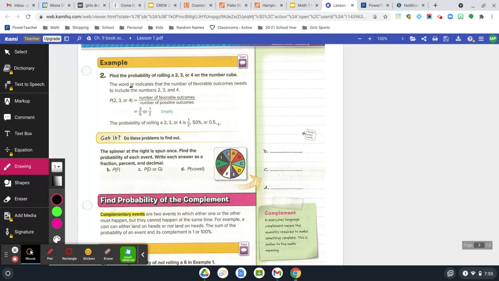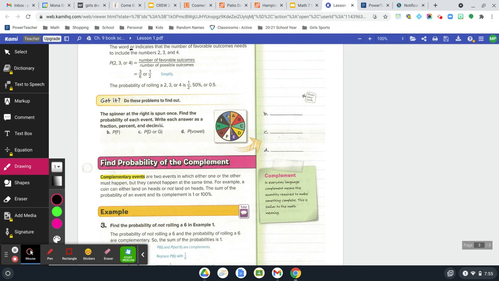So again, that falls on that number line right smack dab in the middle. It's as likely to happen as it is to not happen. So let's try the Got It. The spinner at the right is spun once. Find the probability of each event. Write each answer as a fraction, percent, and decimal. So you're going to see letter B. So find the probability of spinning that and getting an F.